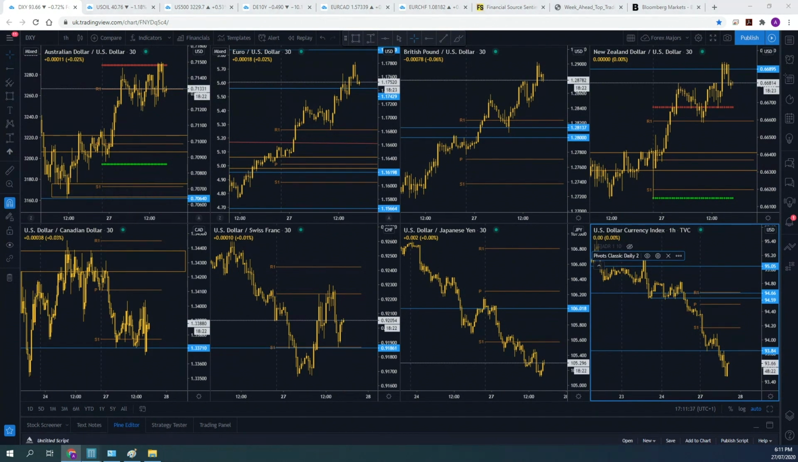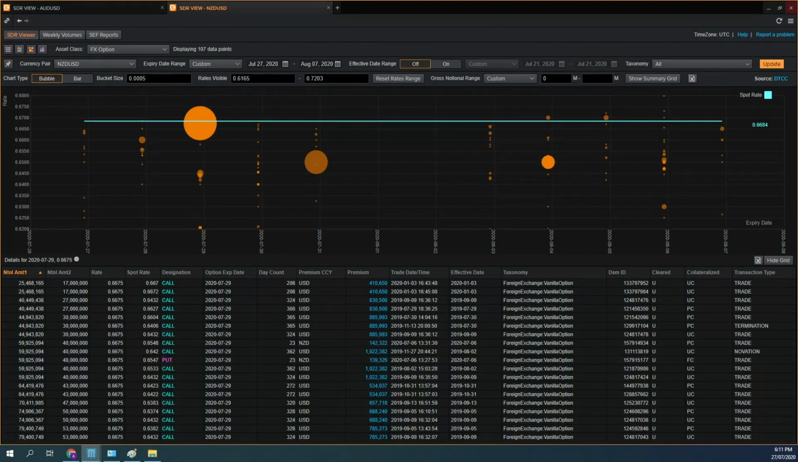Looking at something like the Kiwi dollar, the options are looking slightly better. The biggest option expiry level for this week comes in at the 66.75, and we can see massive amounts of calls there. So lots of buying interest wanting to keep us above where we are right now.